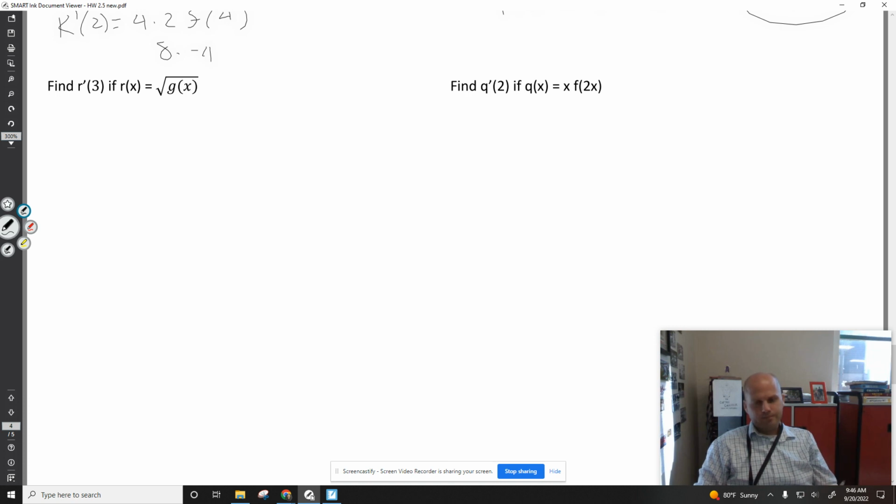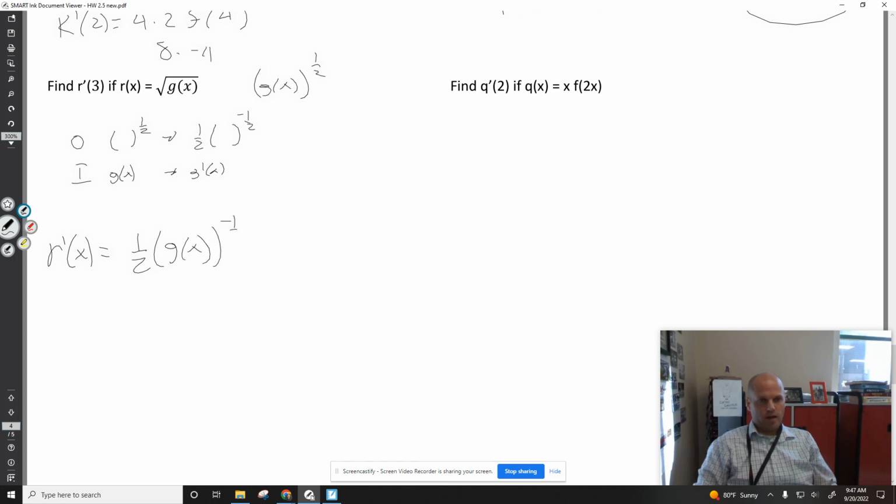Square root of g. Yeah, this is like g parentheses to the 1/2. It's a composition. 1/2 is the outside, g of x is the inside. 1/2 stuff to the negative 1/2, g prime. So that's r prime. 1/2 g of x to the negative 1/2 times g prime of x.